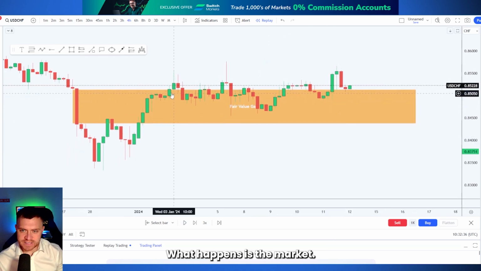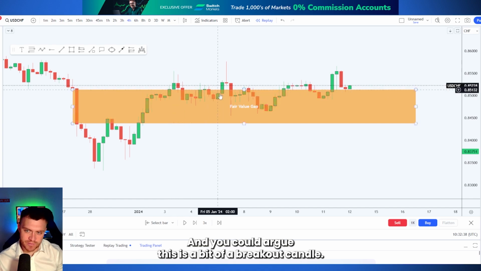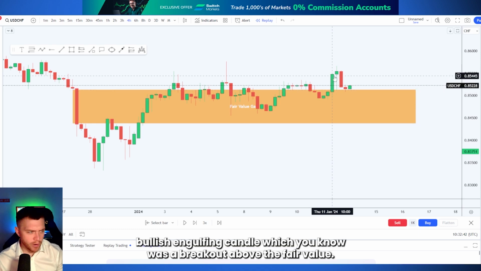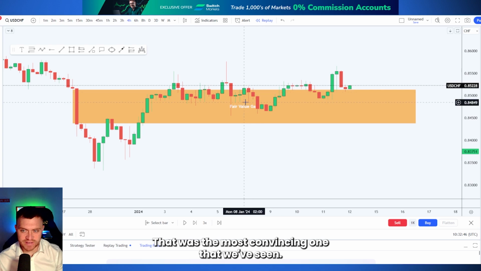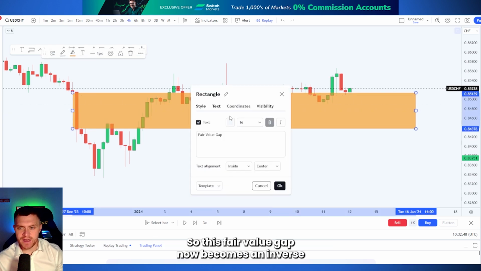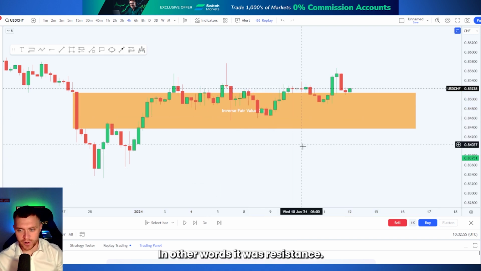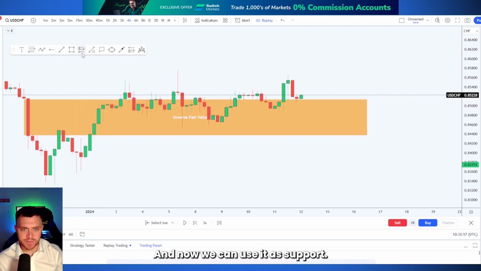The market does fill the fair value gap. And you could argue this is a bit of a breakout candle, but this is a clean, bullish engulfing candle, which was a breakout above the fair value gap. That was the most convincing one that we've seen. So this fair value gap now becomes an inverse fair value gap. In other words, it was resistance and now we can use it as support.